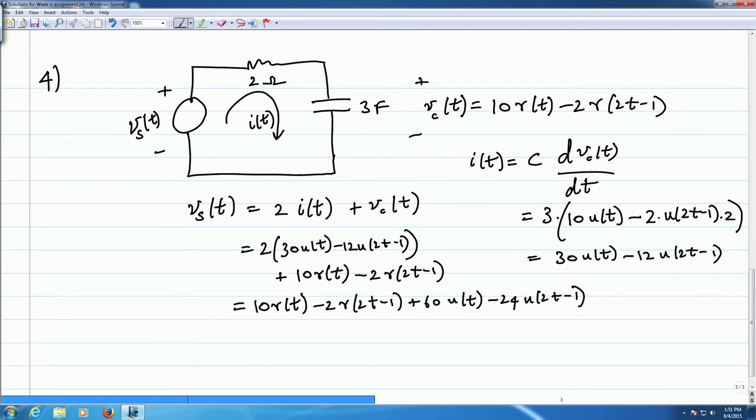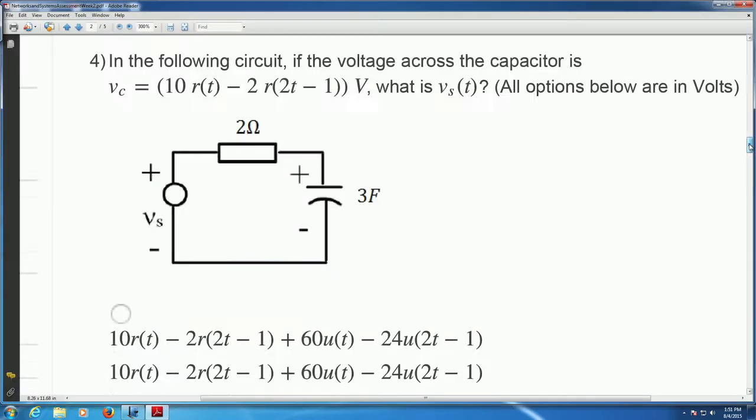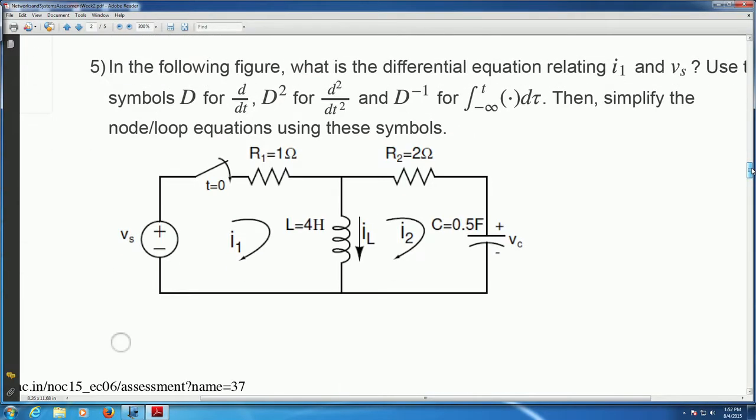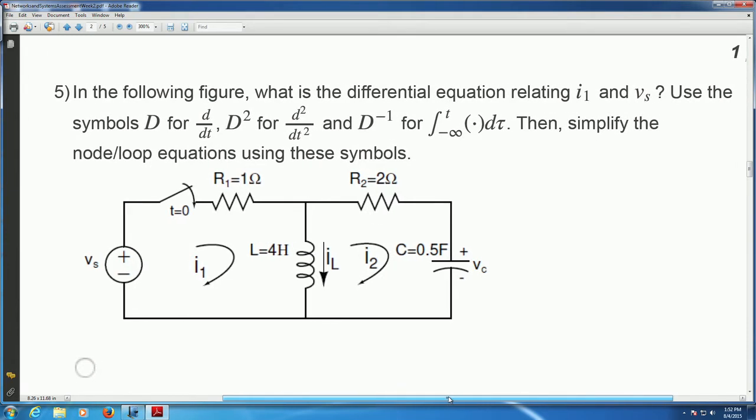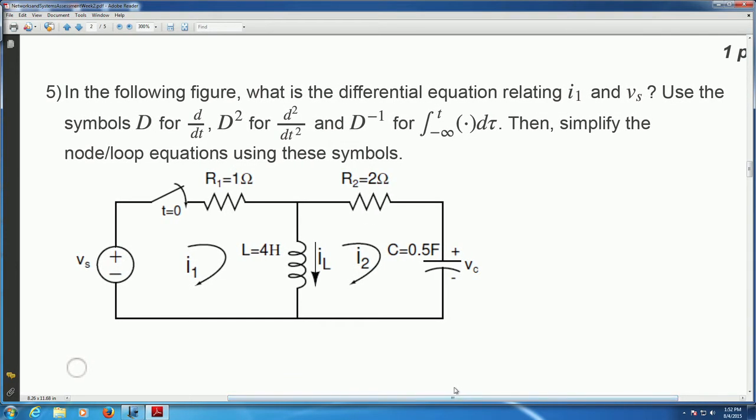Okay, so let us move on to the 5th question. The 5th question is a little bit involved. I am going to go into some detail and solve this question. So, this is basically a circuit, and one needs to figure out the differential equation involving I1 and Vs.